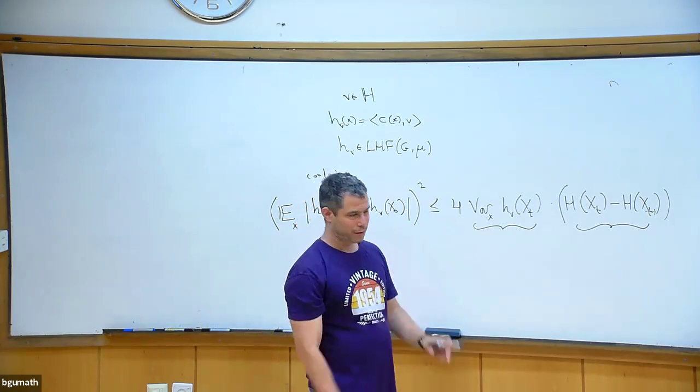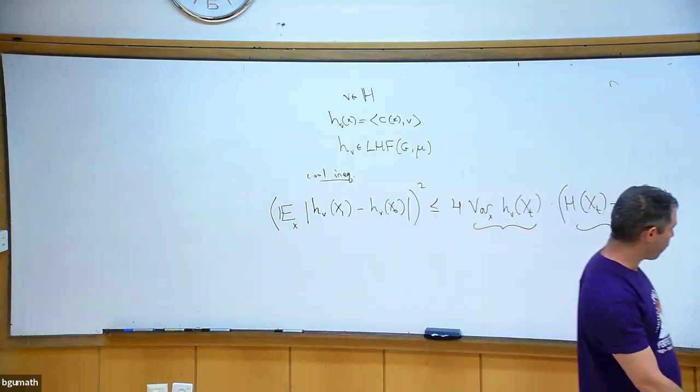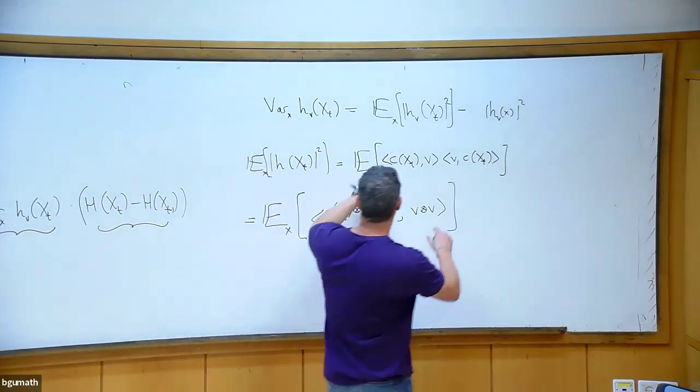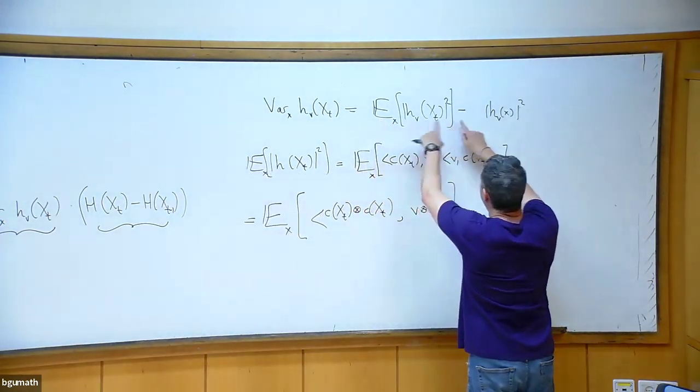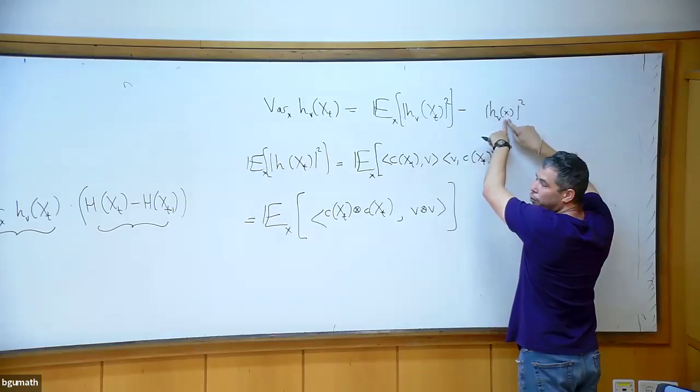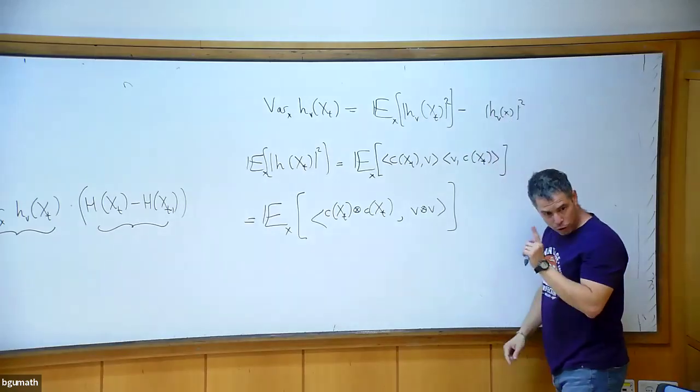Now you can ask the question, why is this the variance? Isn't there supposed to be a subtraction? The variance is the expectation of the square minus the square of the expectation. The expectation here is HV at x0, because H is a harmonic function, it's a martingale.